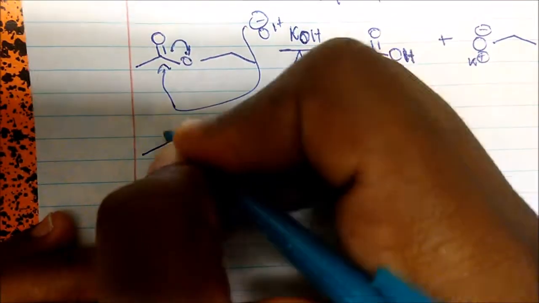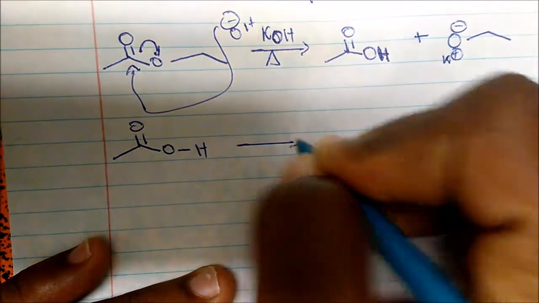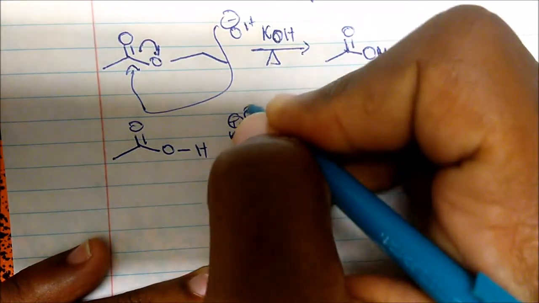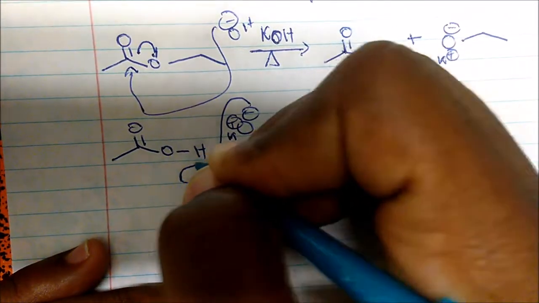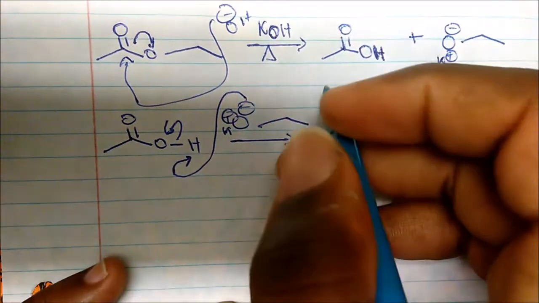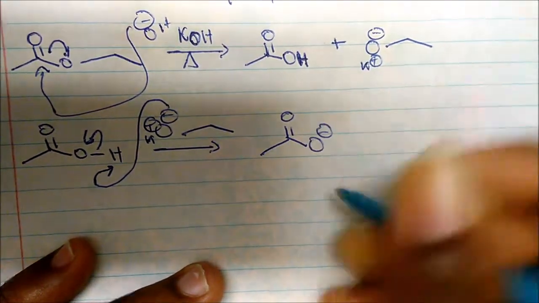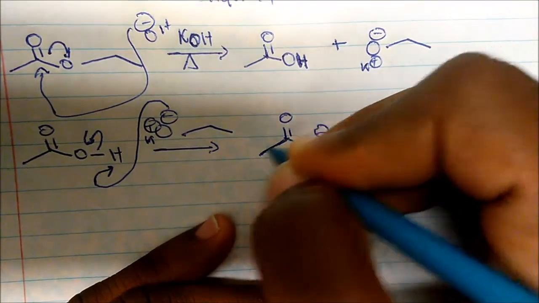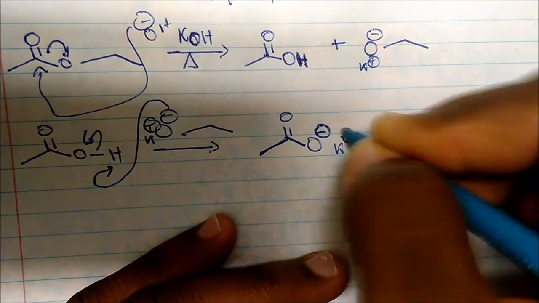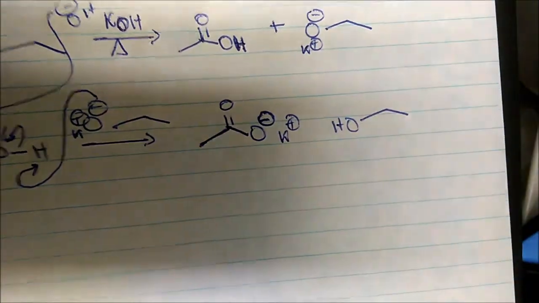If I redraw the structure, we have acetic acid in solution plus potassium ethoxide. We know this is a strong base, so it's going to attack and take off the hydrogen and break the bond. And so we'll form a carboxylate with the O minus generated and the potassium as a counter ion. In that case, we picked up a proton, so we get ethanol.